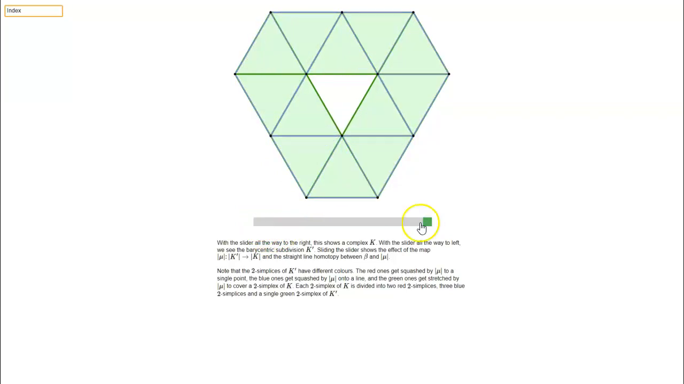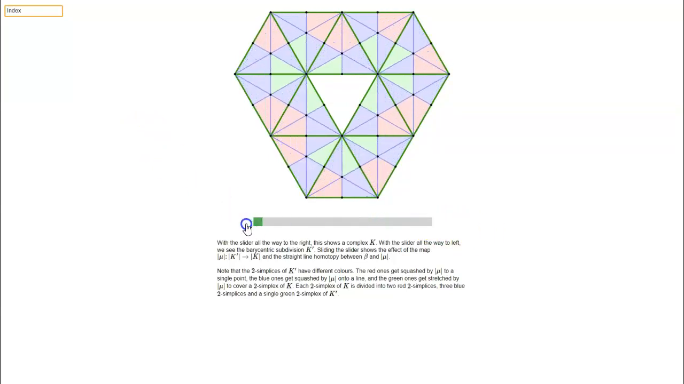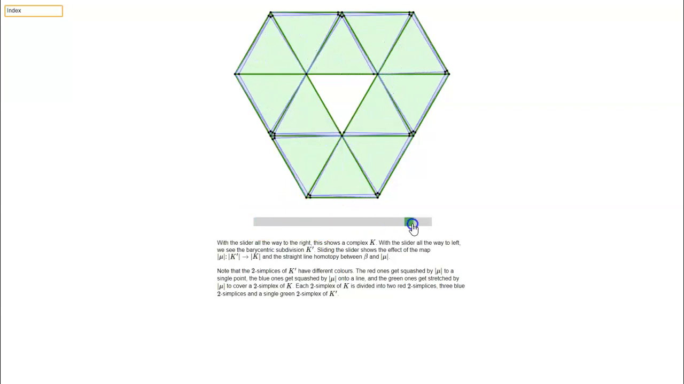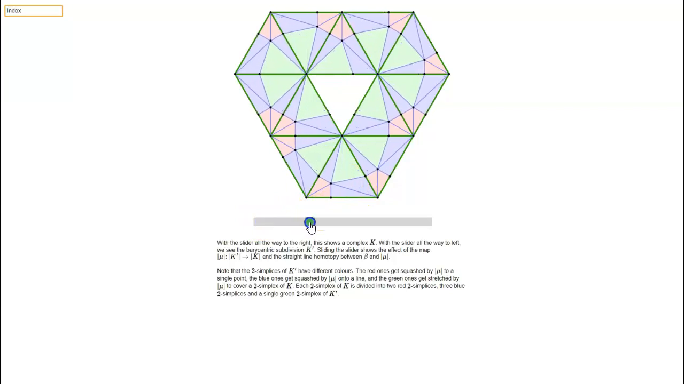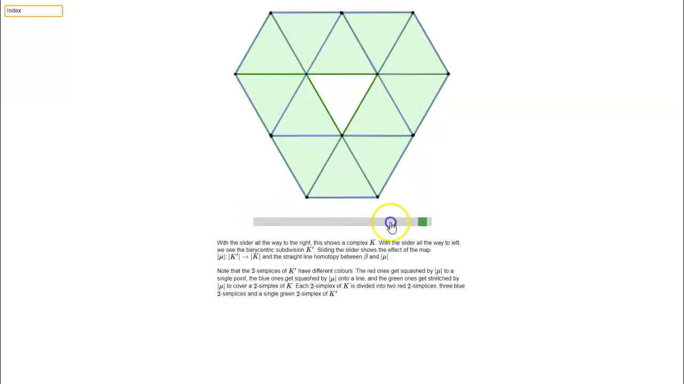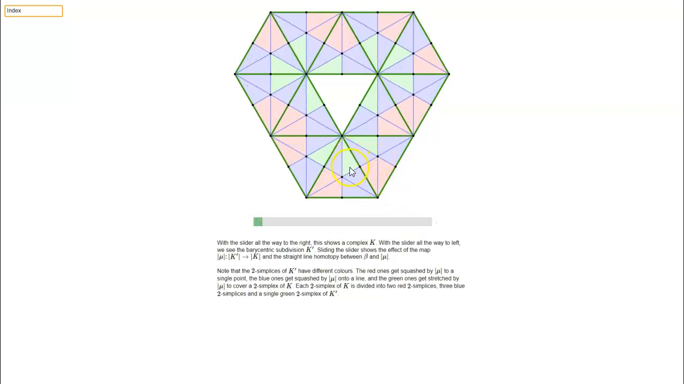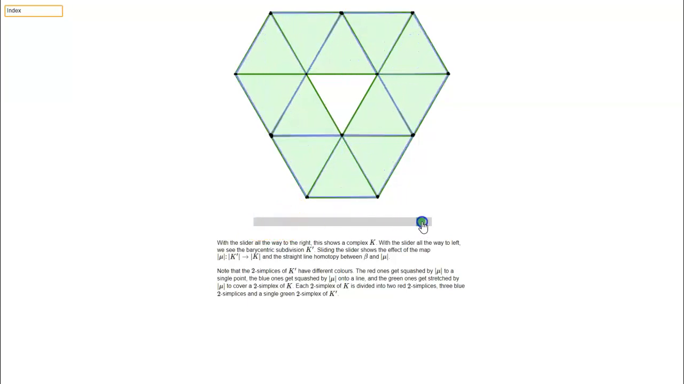And this picture is showing the effect of mod mu, which is another map from the realization of K prime to the realization of K that's no longer a homeomorphism. And you see that these pinky triangles here all get squashed down to a single point. These purpley triangles here, each of those gets stretched out to cover a whole edge. And these green triangles, one in every 6 of these triangles is green, and these little green triangles get stretched out to cover a full 2-simplex of the original complex K.